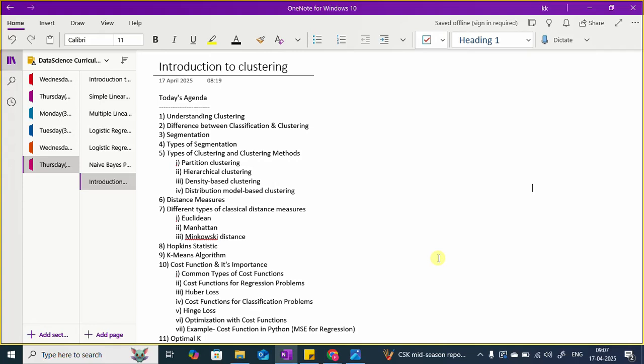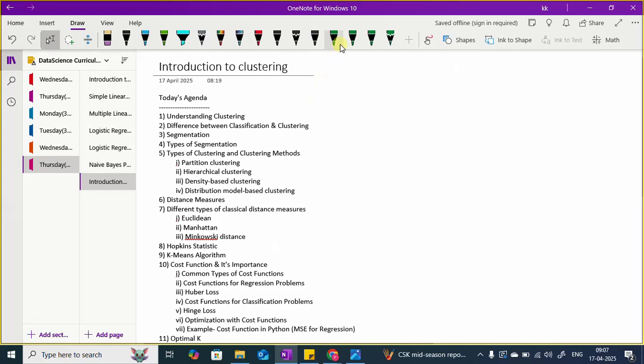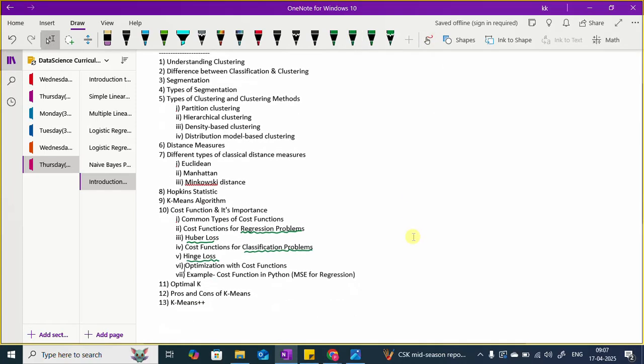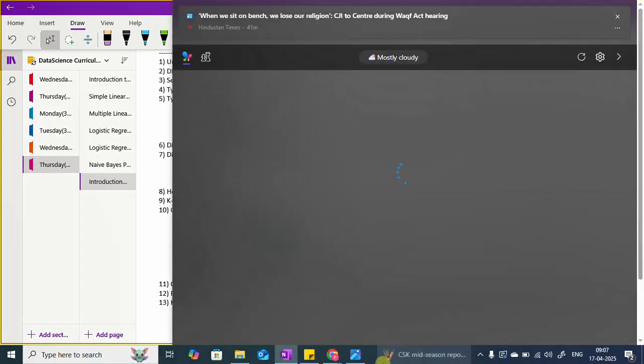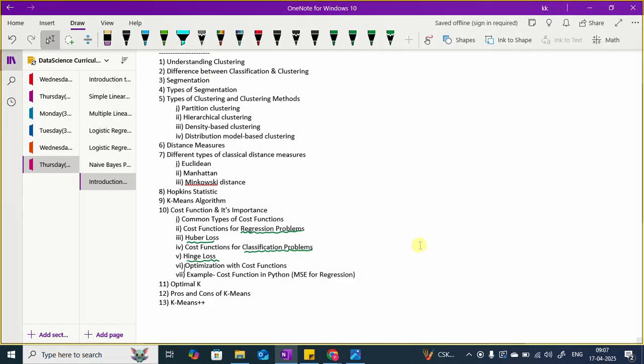Then we'll talk about the K-means algorithm. Then we'll discuss the cost function and its importance in case of regression problem statements. Then we'll talk about the Huber loss. Then we'll talk about the cost function for classification problem statements and hinge loss. Then how to optimize the cost function. Then we'll see different example cost functions in Python, that is basically MSE for regression. Then how to find the optimal value of K. So what is K, and everything we'll discuss.